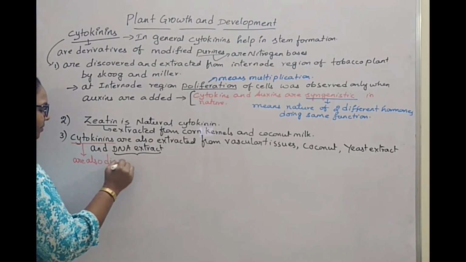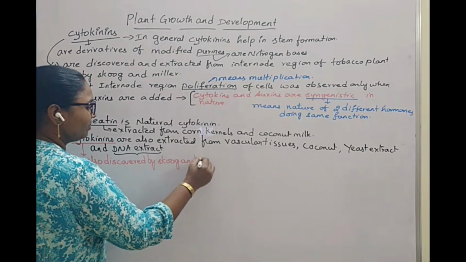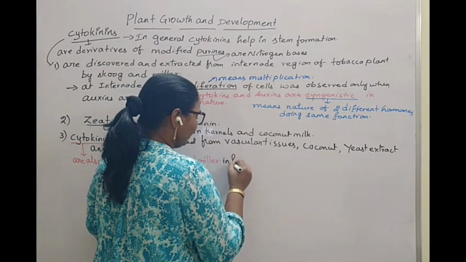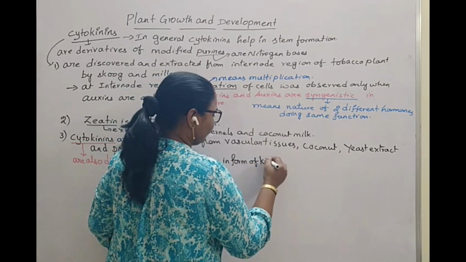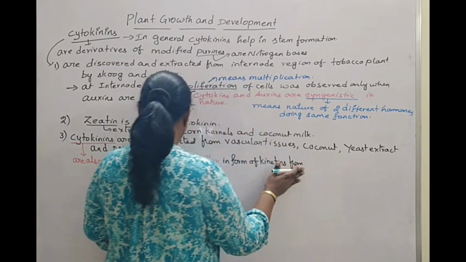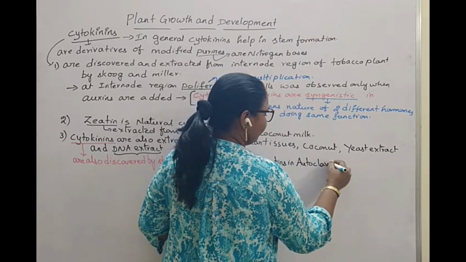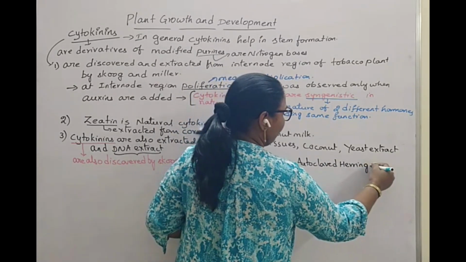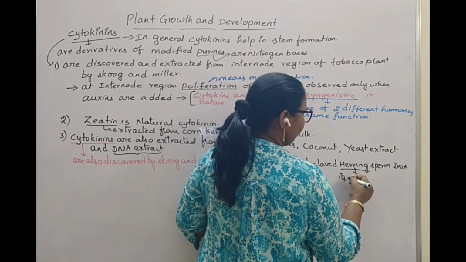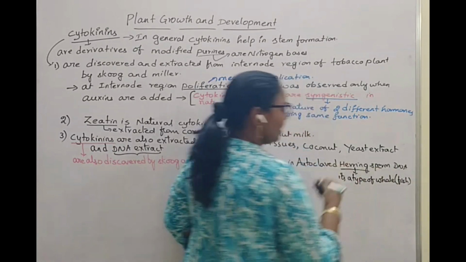They were discovered by Skoog and Miller in the form of kinetins in autoclaved herring sperm DNA. Herring is a type of fish.